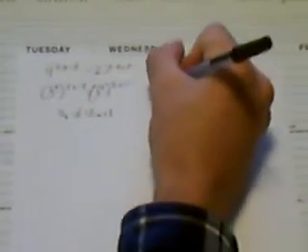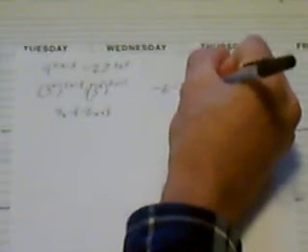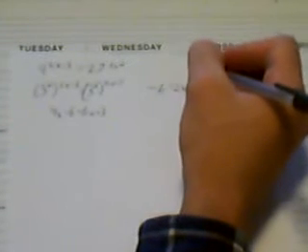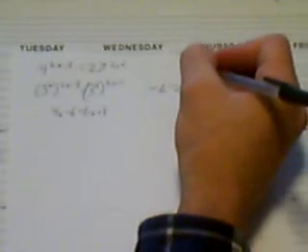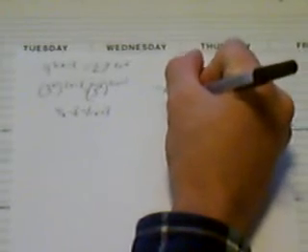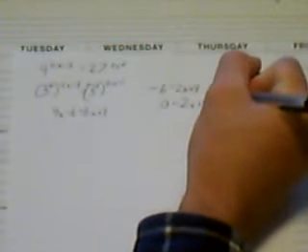Now we just solve to get negative 6 equals 2x plus 3. You add the 6 to both sides. So you get 0 equals 2x plus 9.